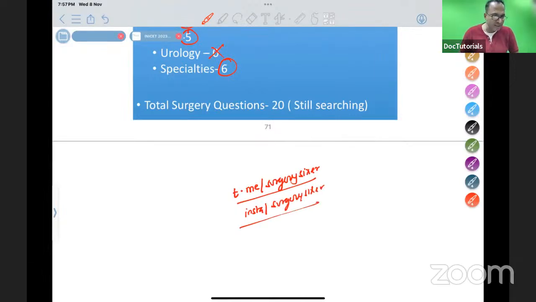So any doubts you had in this exam? Any doubts you had from the surgery questions in AIIMS? Yes, no doubts. So any more doubts we will discuss in my Telegram channel.